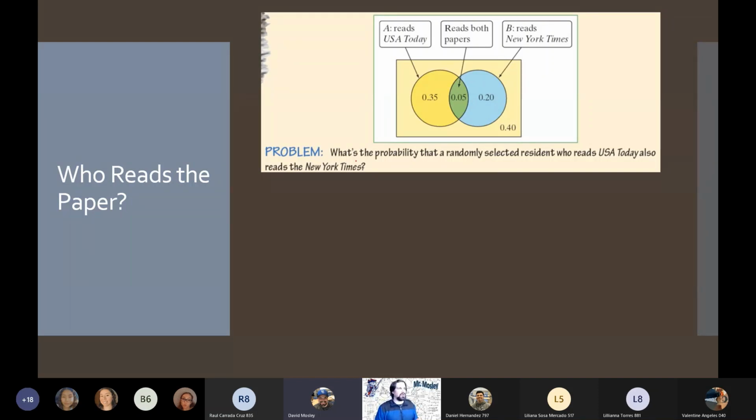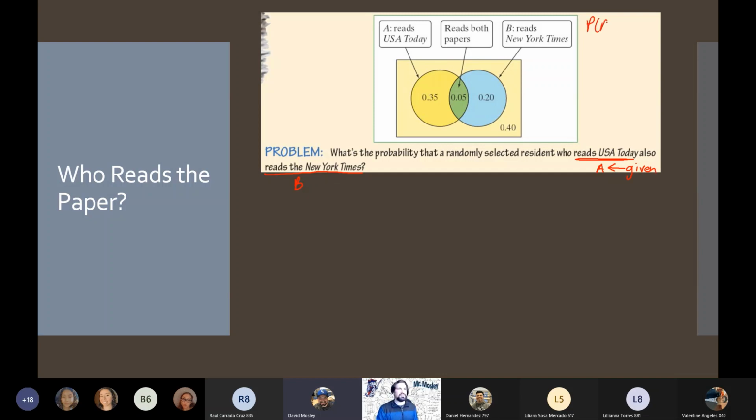So our problem is, what is the probability that a randomly selected resident who reads USA Today also reads the New York Times? Based on our context, reads USA Today is event A, reads New York Times is event B. The way this is written, we are told that the resident selected reads USA Today. Right? So this event A is given. We know event A has already occurred.